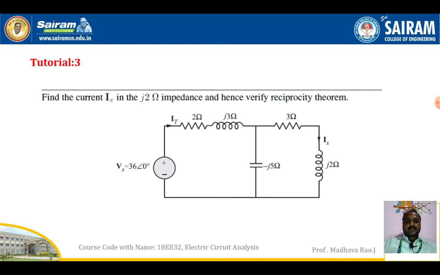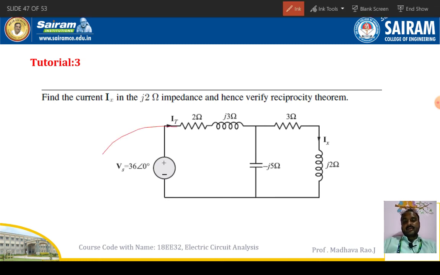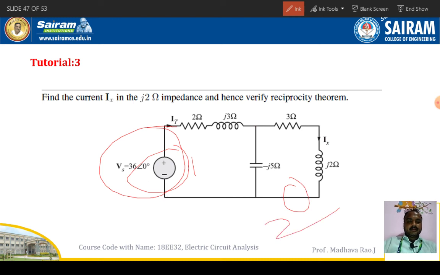For the reciprocity theorem, while doing problems based on it, the circuit must consist of only one voltage source. Here only one voltage source is there, so only then can we apply the reciprocity theorem. This is the first case. Then replace this voltage source to here and find the current in the second case. The first case current and second case current must be equal.